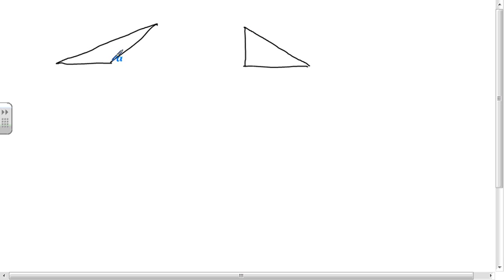This is not a right triangle. In this example, you have two angles that are way less than 90 degrees and one angle that's way bigger than 90 degrees. This one is a right triangle because no matter what these two are, you can see this one is 90 degrees.